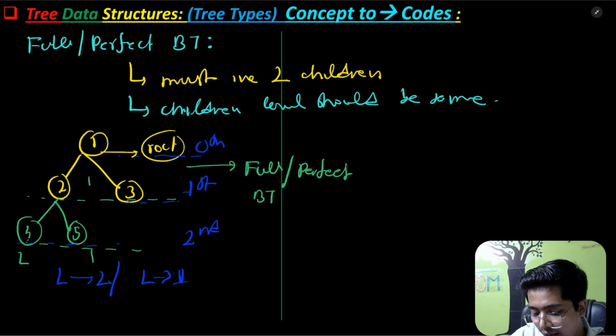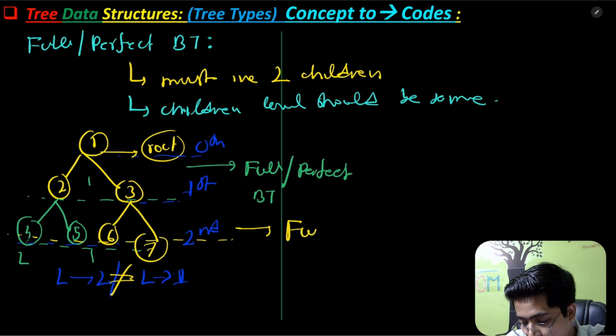So if you insert more elements like 6 and 7, now they are at the same level, and again we can call it a full or perfect binary tree.